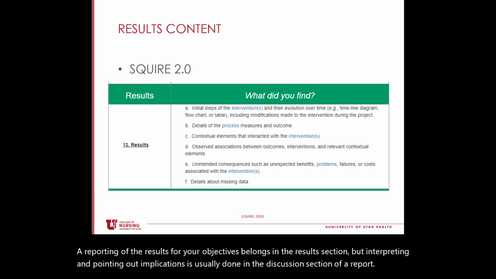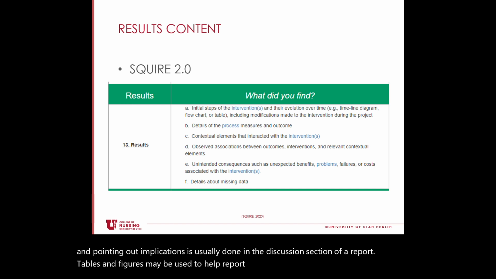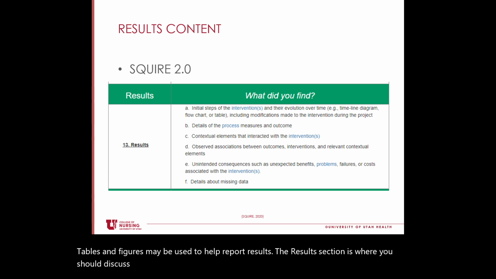Tables and figures may be used to help report results. The results section is where you should discuss any data quality issues, such as missing data and how those issues were dealt with during analysis.